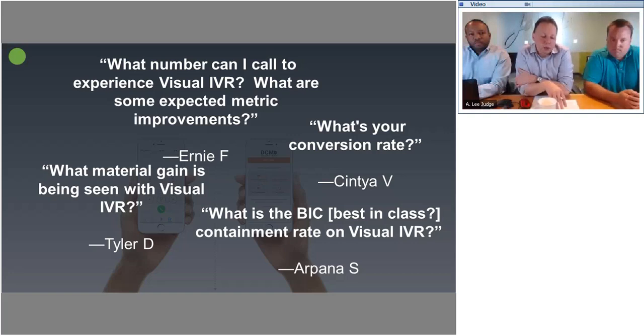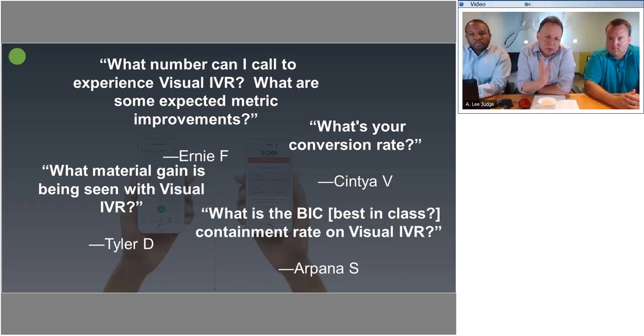From there, the call containment is really impressive. Of those 50% coming in and saying, yeah, I want to try Visual IVR, we see call containment in the 70–80% range. So this means that people are very easily or successfully being able to self-serve.